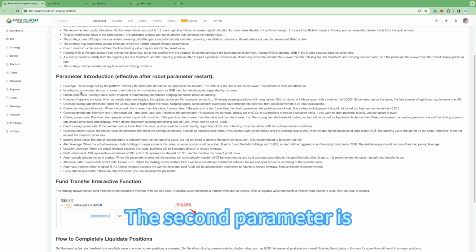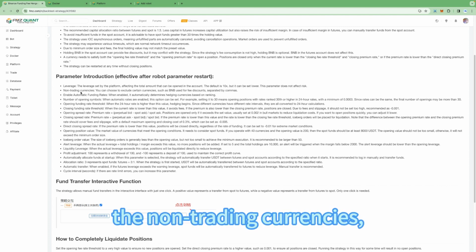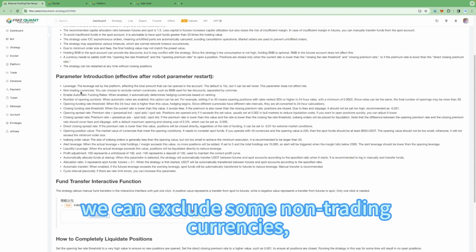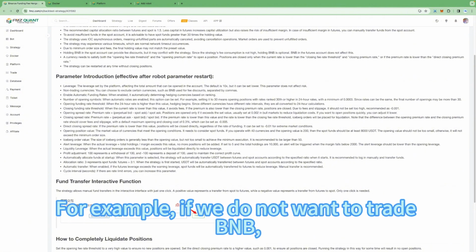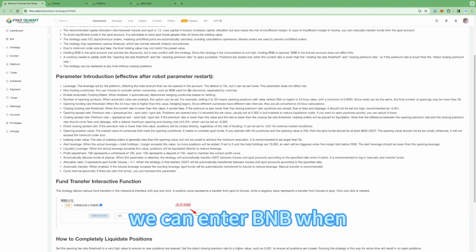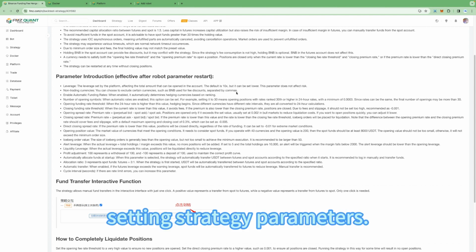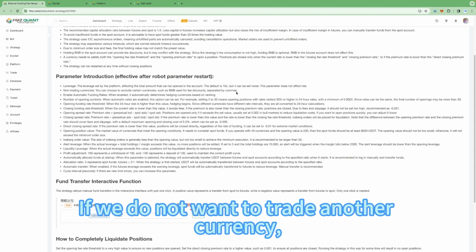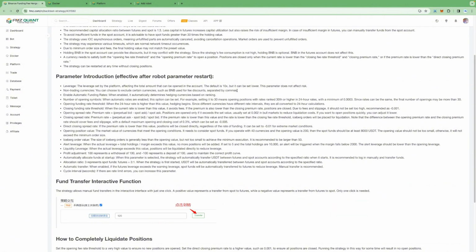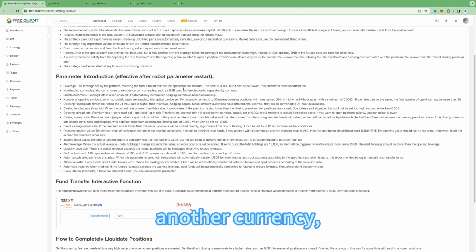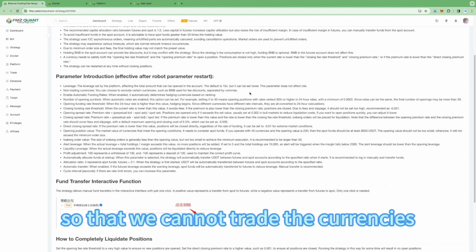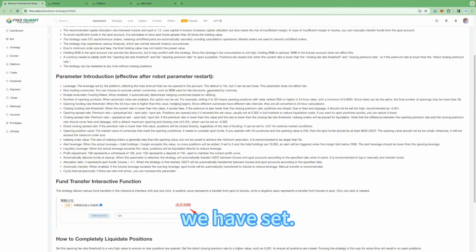The second parameter is the non-trading currencies. We can exclude some non-trading currencies, which we can manually set. For example, if we do not want to trade BNB, we can enter BNB when setting strategy parameters. If we do not want to trade another currency, we can enter a comma in English and then enter the name of another currency, so that we cannot trade the currencies we have set.